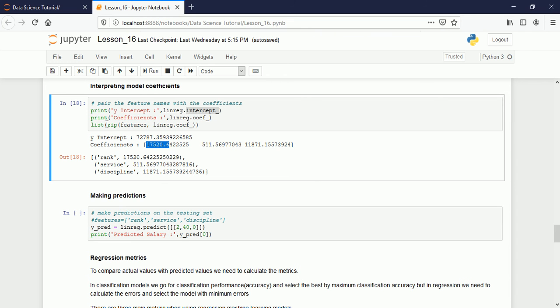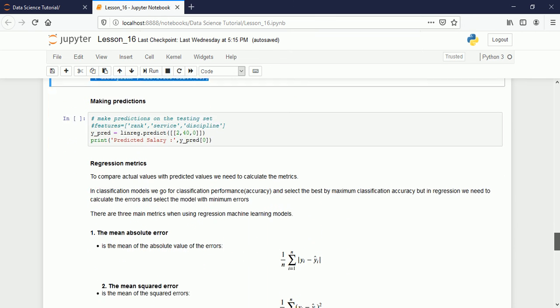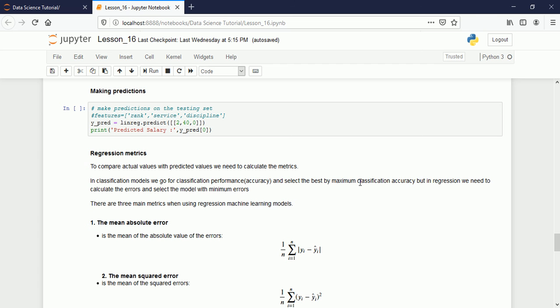So I have used a zip here. If you remember the zip, I zipped features with the coefficients, so it is showing me in this form also for better understanding. Now let's do some predictions, friends.